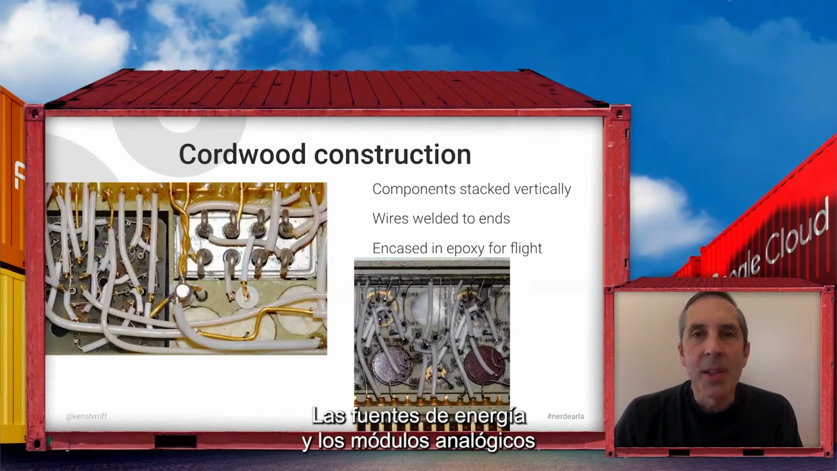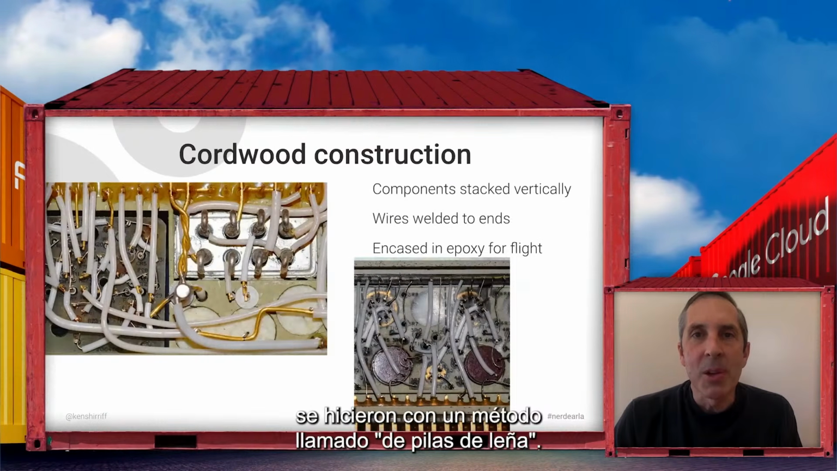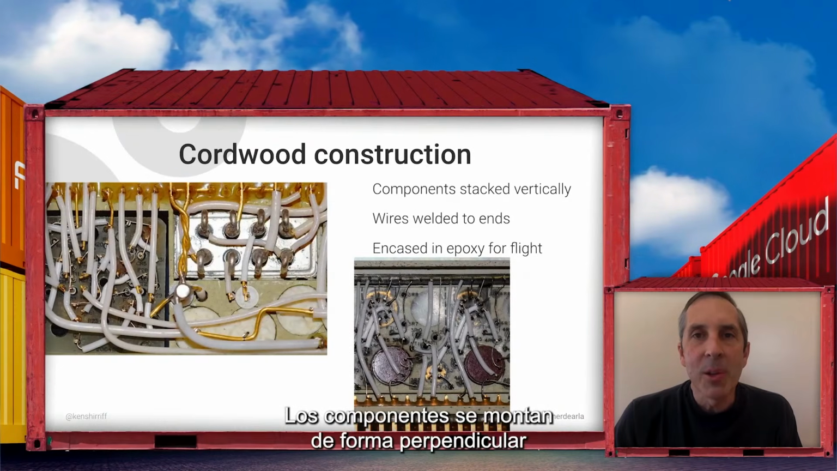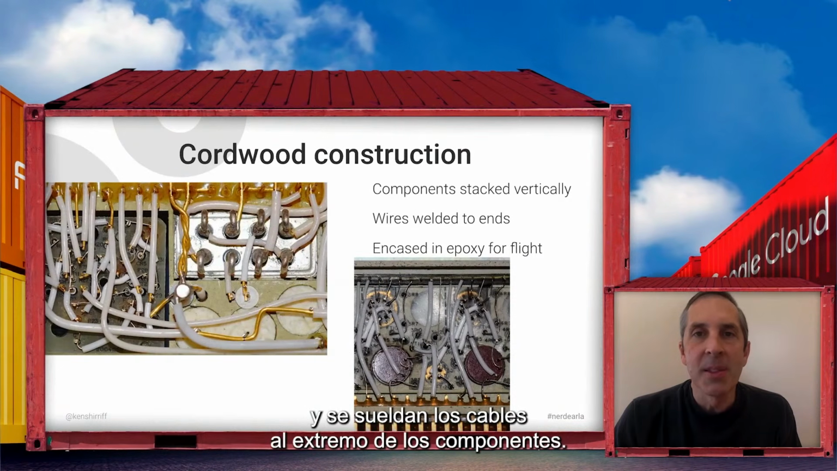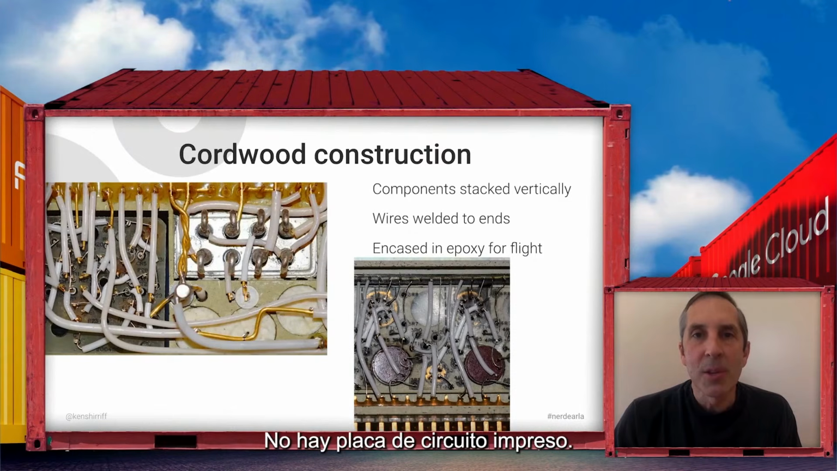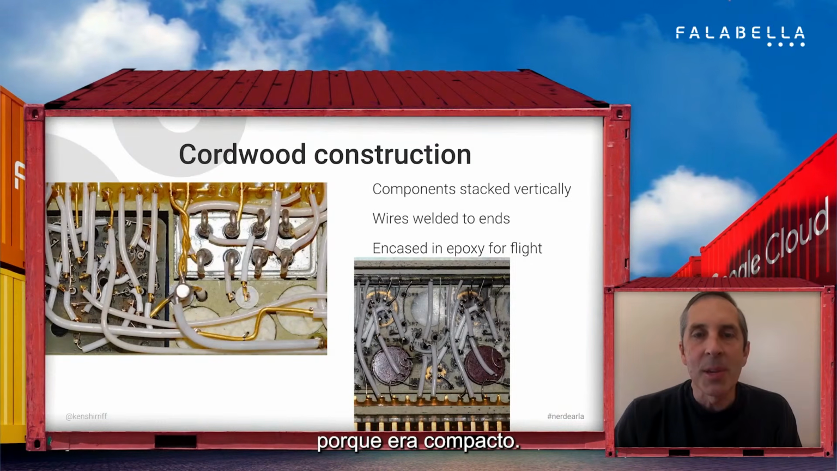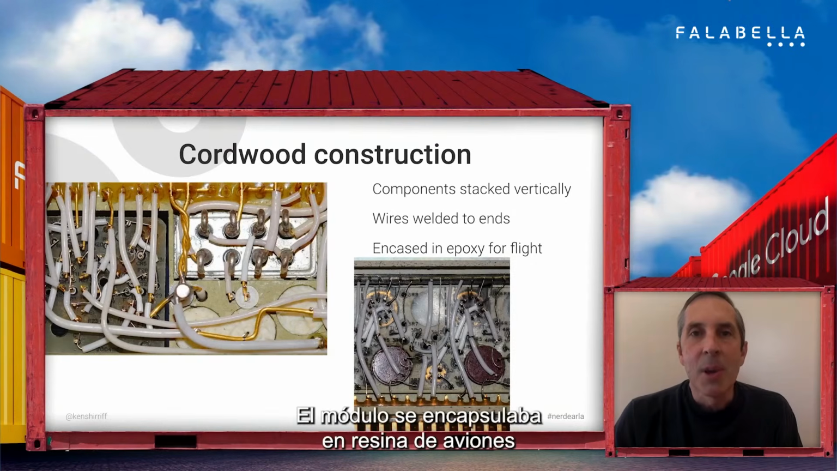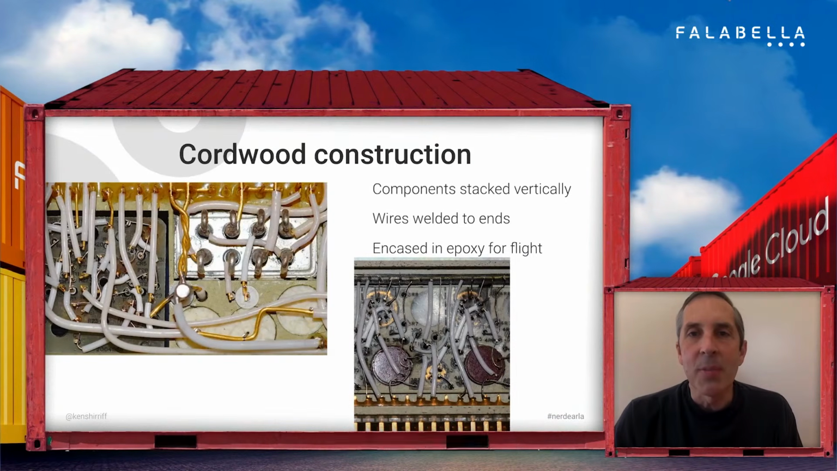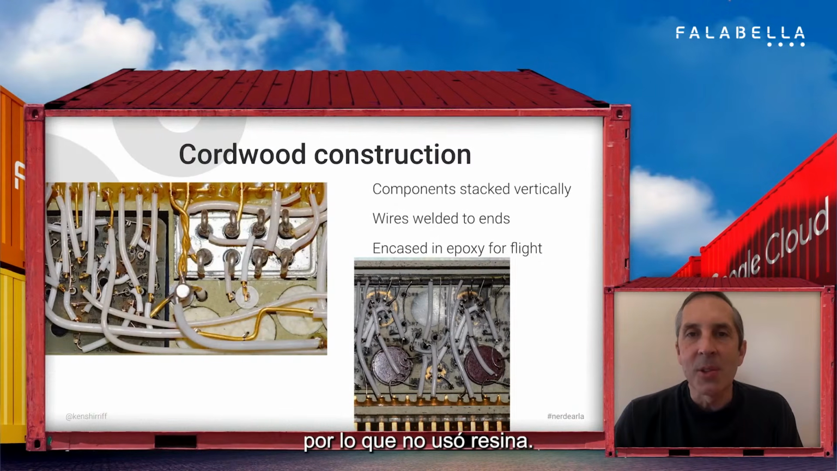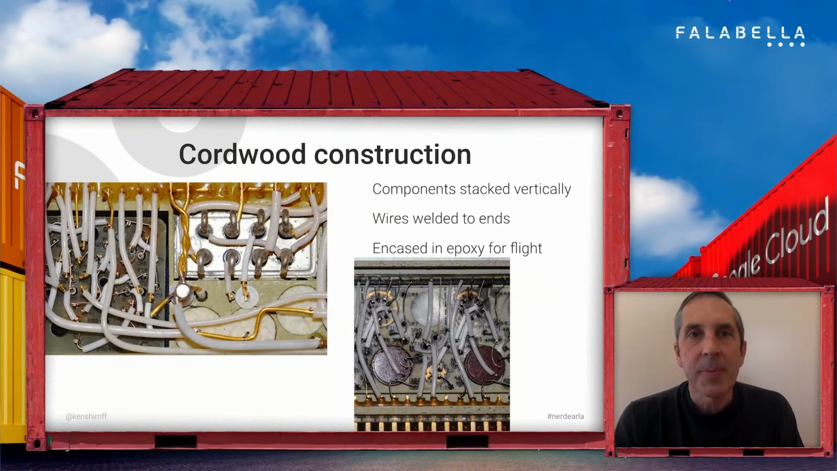The power supplies and the analog modules are built with something called cordwood construction. The components are mounted perpendicularly and wires are welded to the ends of the components, so there's no printed circuit board. Cordwood construction was often used in aerospace because it was compact. The module would be encased in epoxy for flight to protect from vibrations, but our module was used for ground testing, so they didn't use epoxy.